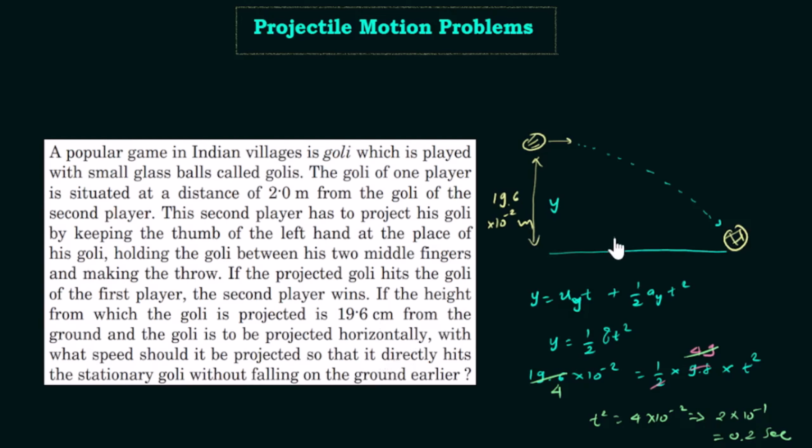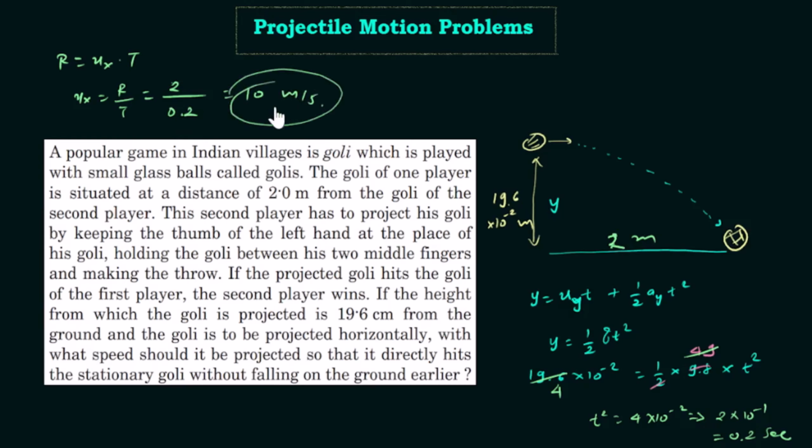Now the distance is given also. This is 2 meter, and we have to find the speed. We have found the time. Now how will we find the speed? Basically, we know that the 2 meter is going to be the range. So we have the formula R equals u_x into t. So u_x will be range upon time. Range is 2 meter divided by 0.2 second, so this will be 10 meter per second. So we have to project this marble at a speed of 10 meter per second to hit the other marble. That's the answer to this particular question.